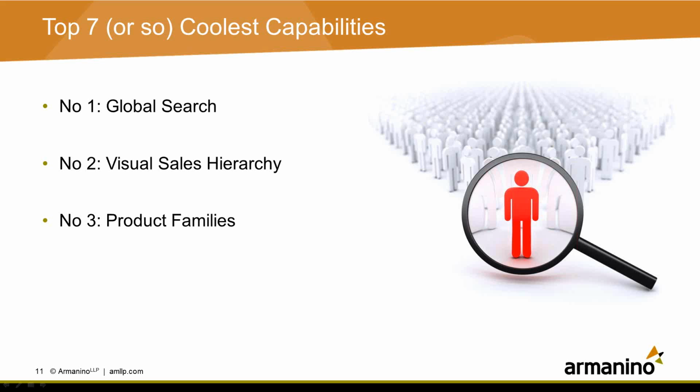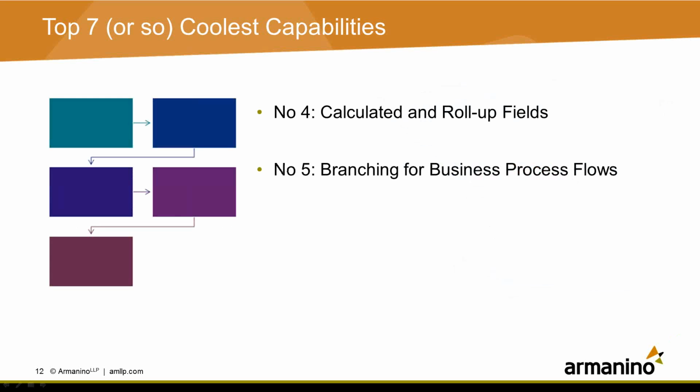The ability to see sales hierarchies graphically. So this is a visual view of your customer's organization. So you can see the CEO, in an org chart vision, being able to see how those organizations are organized. We'll do some work and show you some things around product families and this ability to upsell and cross-sell.